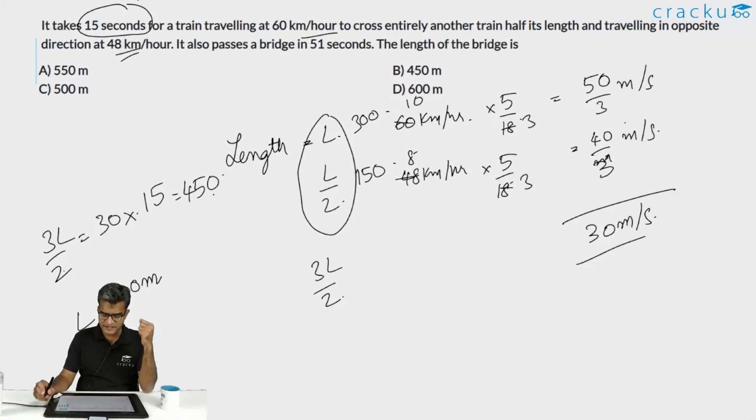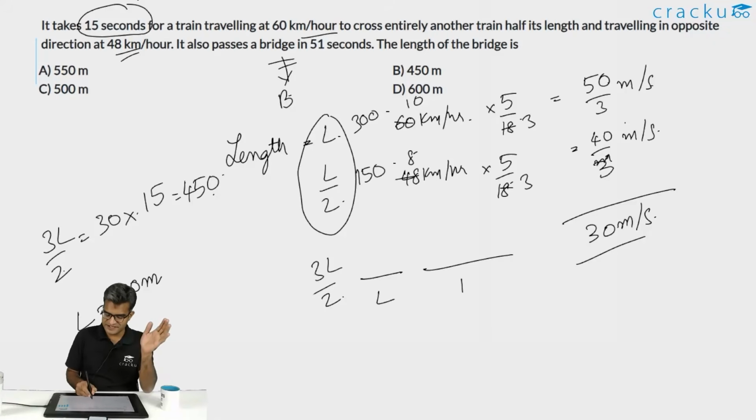What we are told is that it also crosses a bridge in 51 seconds. If you assume that the length of the bridge is B, this train is crossing a stationary bridge. The length of the train is L, the length of the bridge is B. So the total distance that the train has covered to cross the bridge completely is L plus B. L is equal to 300 meters. So 300 plus B is the total distance that the train covered.